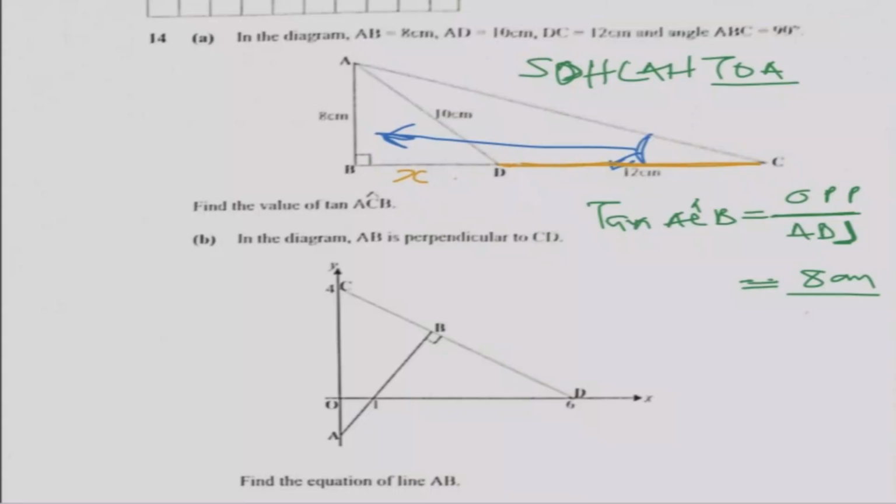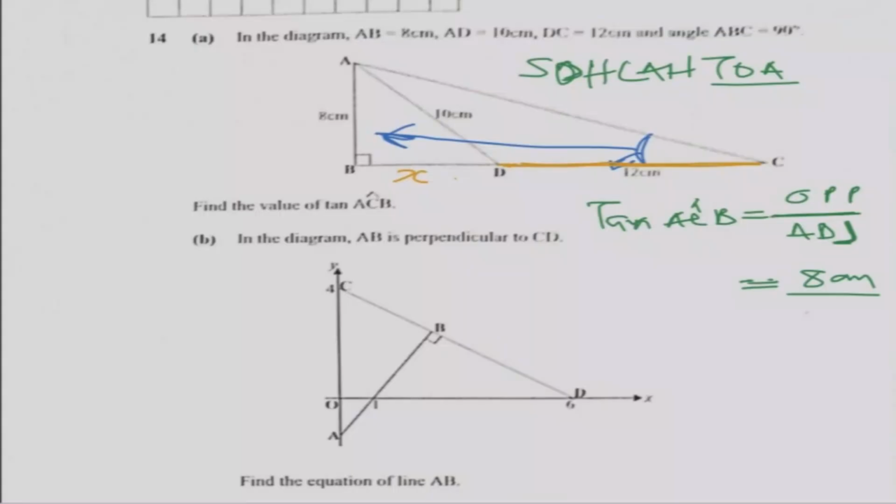To find the value of x, I'm going to use this triangle. Okay, it's a right triangle. So that's the one I'm going to use to find the length of x. To do that, I'm going to use Pythagoras theorem to find the value of x.